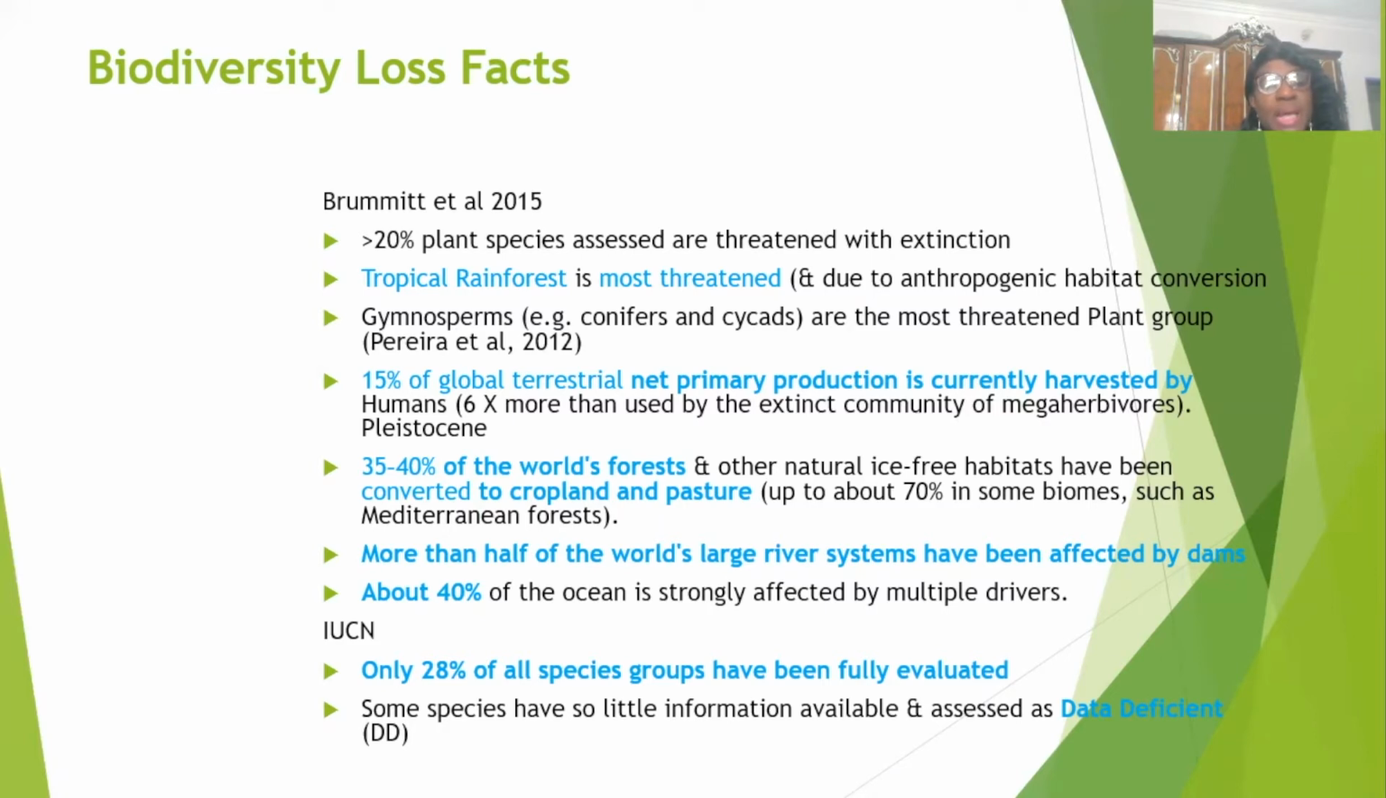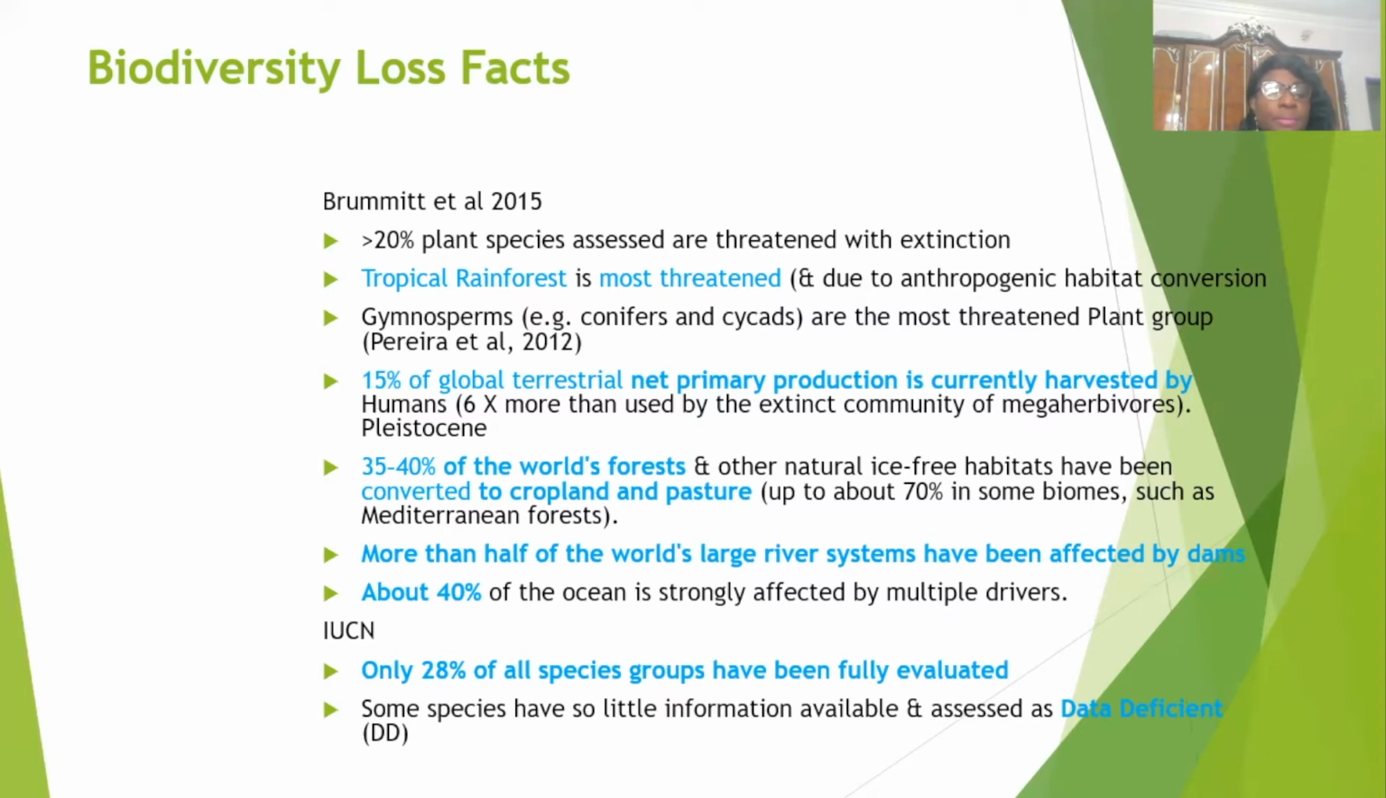35 to 40% of the world's forests have been converted to croplands and pastures. More than half of the world's largest river systems have been affected by dams. About 40% of the ocean is strongly affected by multiple drivers.